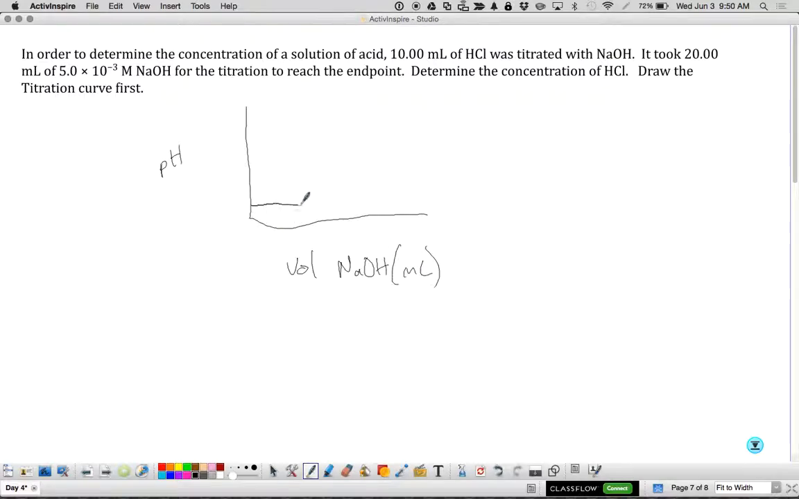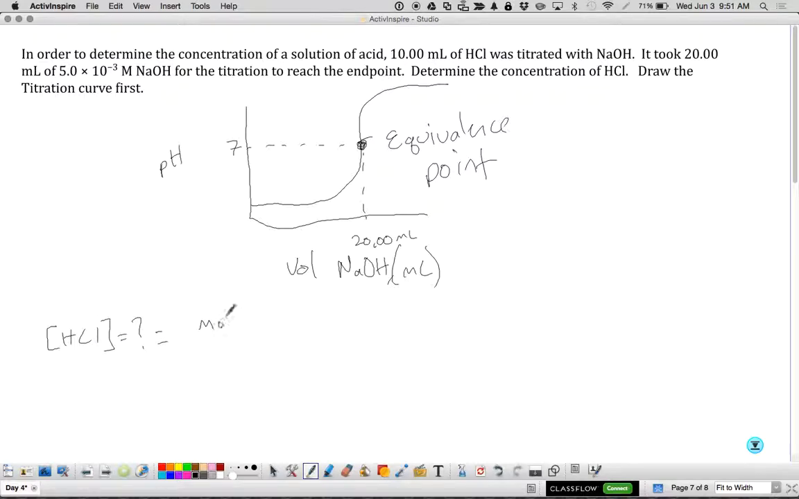And I'm going to start out low and I'm going to go up high. Okay, here's my equivalence point. And because this is a strong acid, strong base combination, the equivalence point is going to be at pH 7. Okay? And I'm also given that the equivalence point comes at 20 milliliters of NaOH. All right, so we're trying to find the concentration of HCl. So that's really what we're looking for.